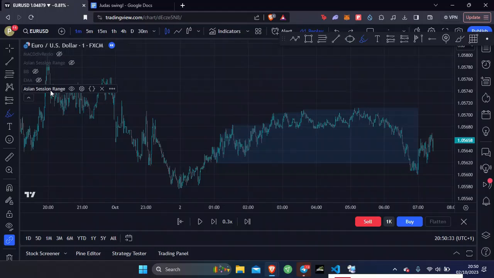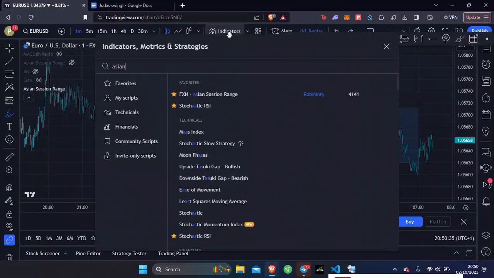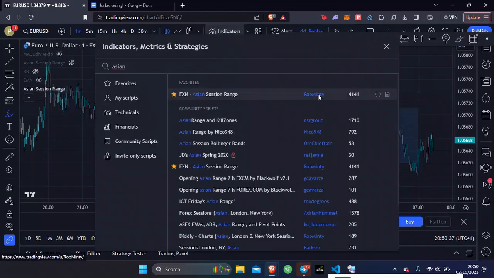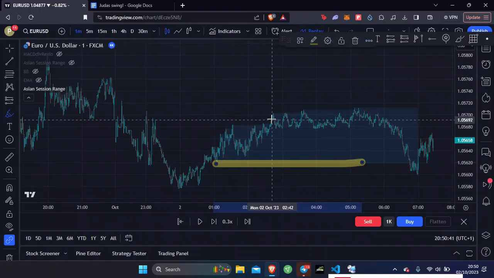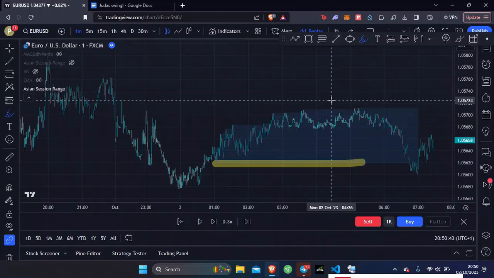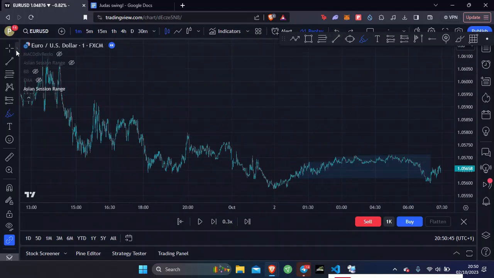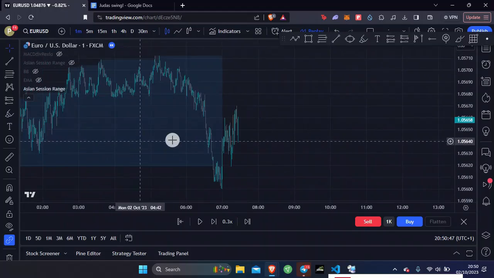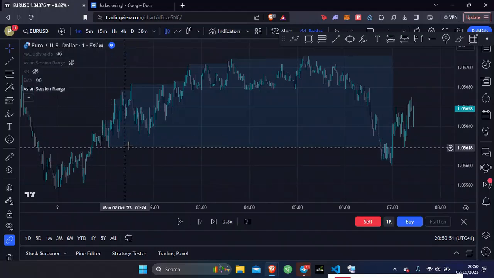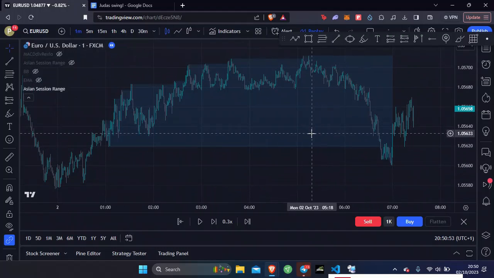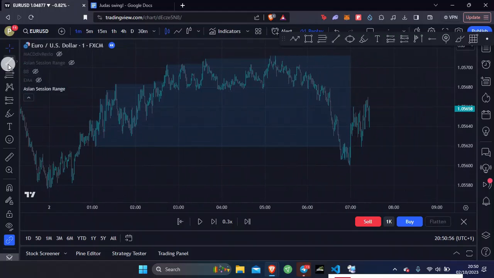I personally like to use this indicator right here. It's literally called the Asian session range by Rob Minty. When you put this on, it will show you the high and the low of the Asian session range. It will also show you the London session and the New York session. But for this strategy, I like to use it so that I don't have to manually mark out the Asia highs and lows. It does it all for me.